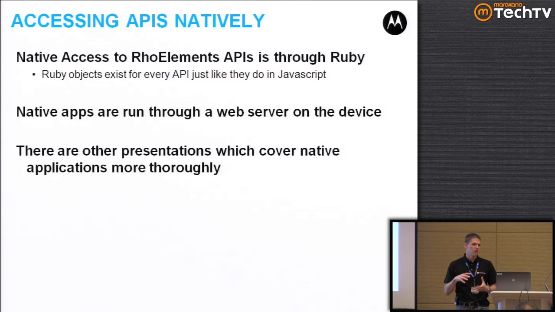Native apps are run on a web server on the device, so you have all of your Ruby code in your web server, and your view is over here being rendered in the Motorola WebKit, and they're communicating in a client-server relationship. You can think of it that way. Certainly for the view to controller communication, it's client-server.